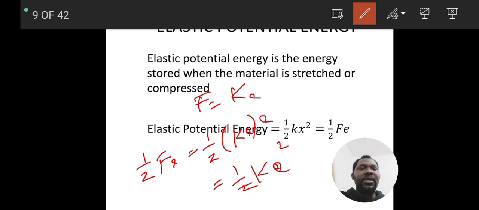So we can apply either half Fe or half Ke squared. Sorry, the x here, you can replace this with e, or replace e with x. They mean the same thing in this case, extension. Sorry for that error. Okay, so let's move on.